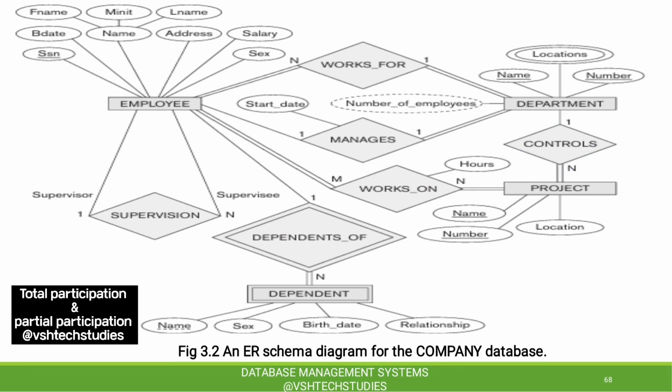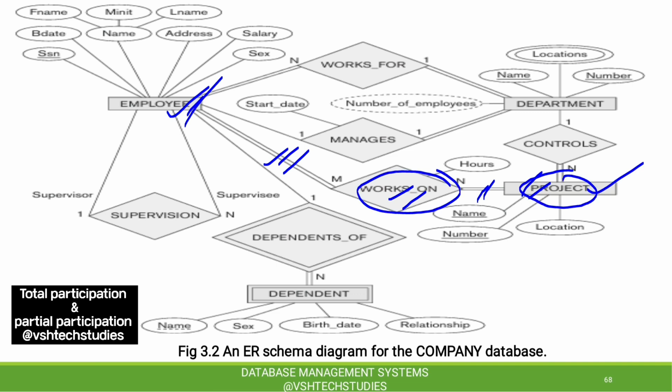Next, if you consider works on relationship, the participating entities are employee and project. Here double line is shown, that is all the employees work on project. That is total participation of the employee entity. Here double line is shown on project side, that is all the projects are worked on by employees. Hence it is a total participation by project entity.